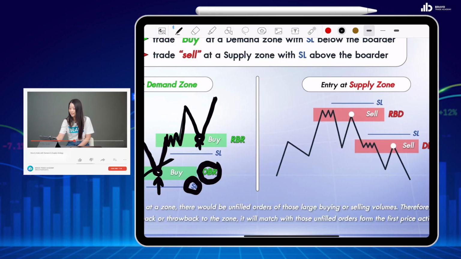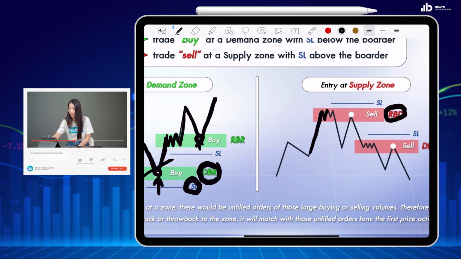So that's for the buying side. What about the selling side? For the selling side, you will need to wait for the supply zone to be formed. Let's go through the examples we have here. First, the reversal pattern, which is the rally base drop. The price rallies up, accumulates to form the base, and then drops down. So we have this supply zone already.